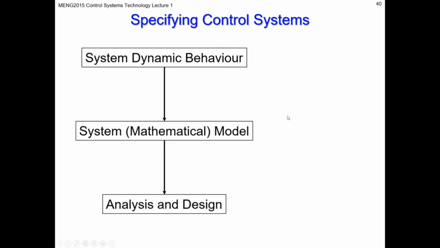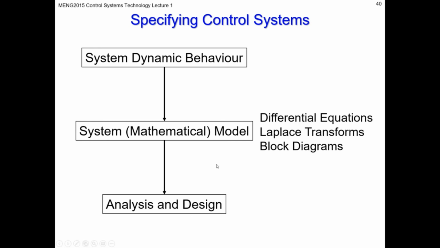When we're specifying our control systems, this is like the process flow. First of all, we have to get our system dynamic behavior. We have to understand what it is, either by measurement or by deriving from first principles. Then we can create a mathematical model. Once we have our mathematical model, then we can do our analysis and design. And as I was saying on Tuesday, what we're doing in this course is creating a toolbox full of tools that we can use to do these different parts of the process of specifying or designing a control system for a particular system.